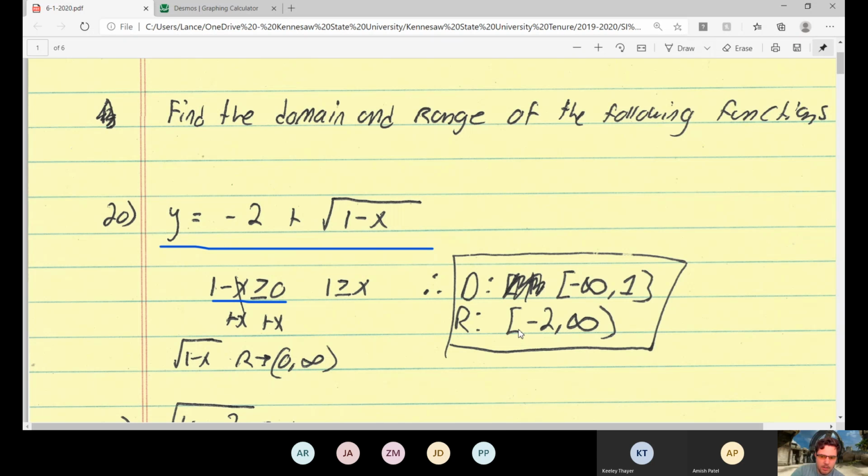And it is -2. It does say -2. This right here is wrong. That's supposed to be parentheses. But it does touch -2, so you need a bracket instead of a parenthesis. Any questions?